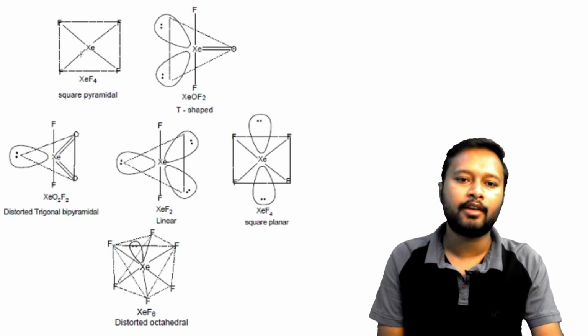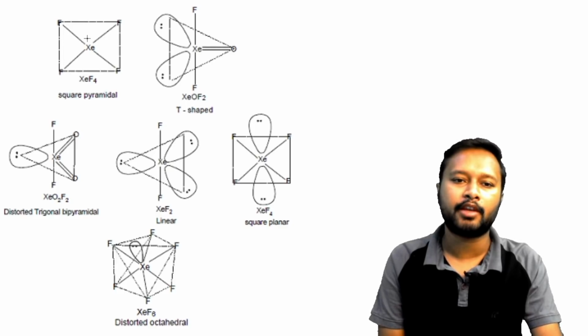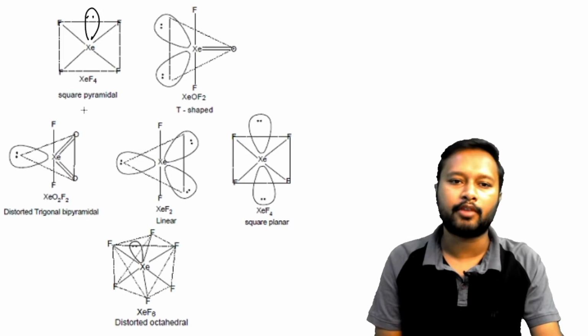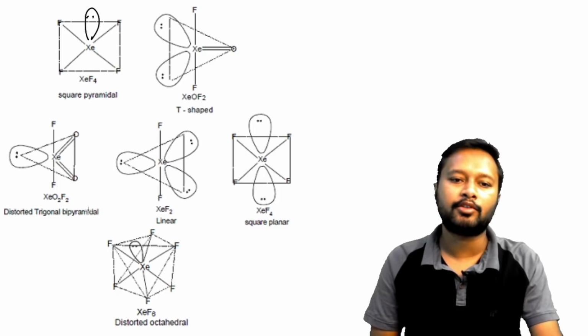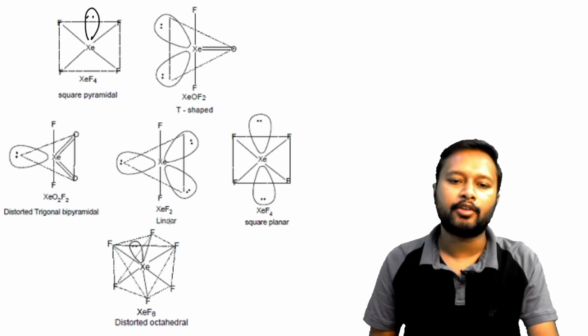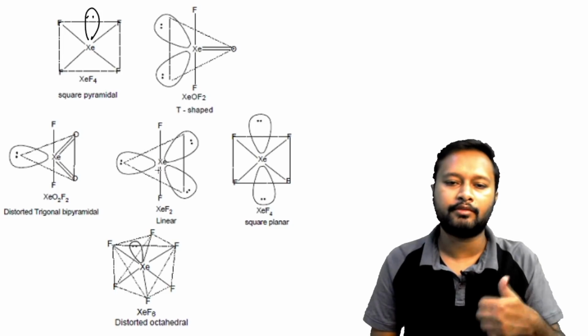See, this is square pyramidal. Here all four fluorine atoms are here, and one lone pair will be there, on xenon. This is T-shaped, like xenon oxyfluoride, XeOF2, where oxygen is over here, so it's a T-shaped molecule. This is distorted trigonal bipyramidal, where two oxygens are on the equatorial position, two fluorines are on the axial position, and the lone pair is on the equatorial plane. Then you have the linear structure, the one we have just seen.